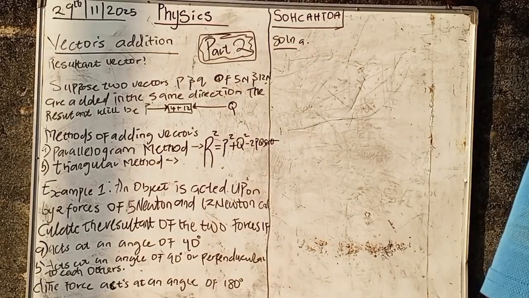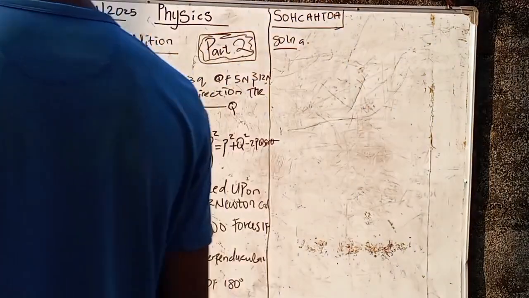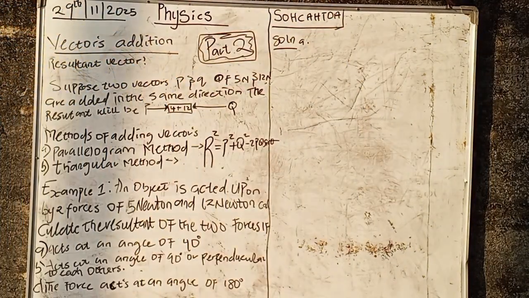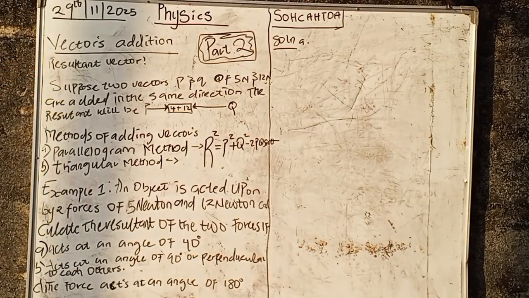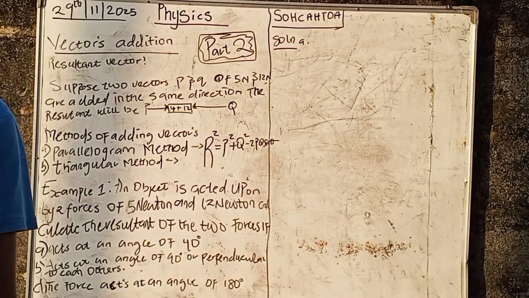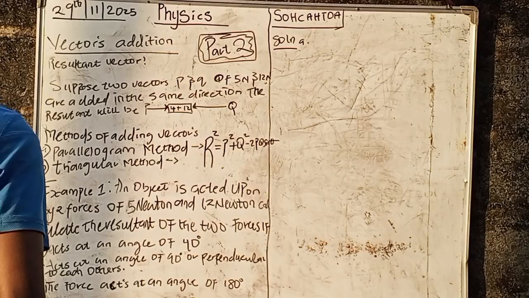Stop in scalar and vector quantities. So we move on to vector addition. First of all, what is a resultant vector? A resultant vector is a single vector which will have the same effect in magnitude and direction as the original vectors acting together. Suppose two vectors P and Q of 5 Newton and 12 Newton are added in the same direction, the result will be P plus Q, which is 5 plus 12, and it will be 17.